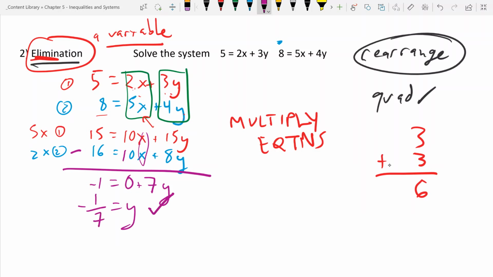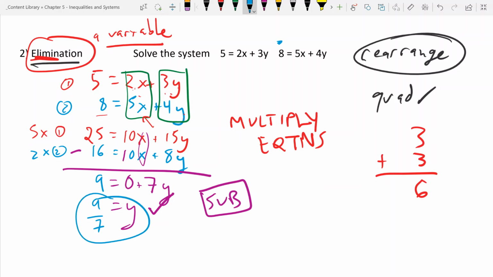Next, because I'm not done, I need to sub this in to find my x value. And I realize I made a mistake. I did this right, but sorry, this should be 25. I was wondering why the number was weird. So 25 minus 16 gives me 9, and it's going to be 9/7. Anyway, we're going to sub this value in for y into one of our original equations.